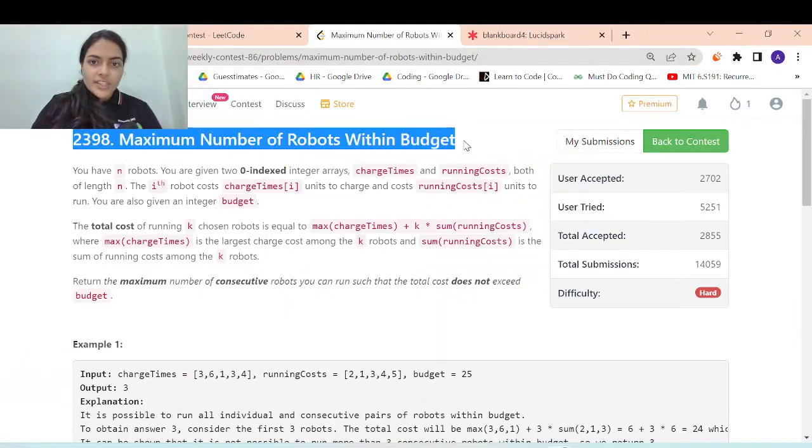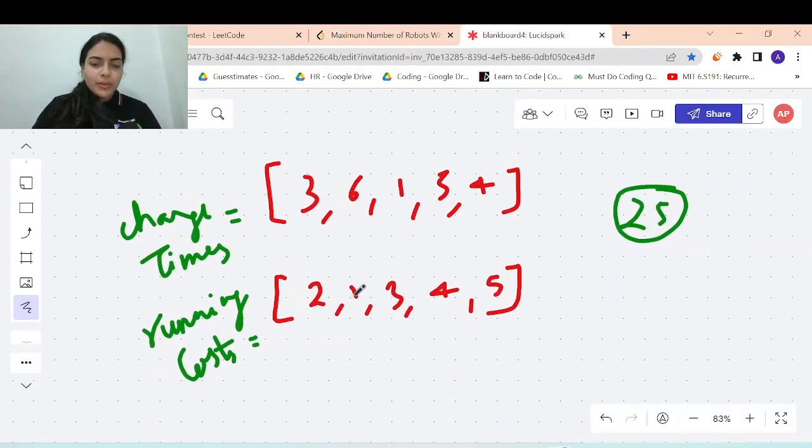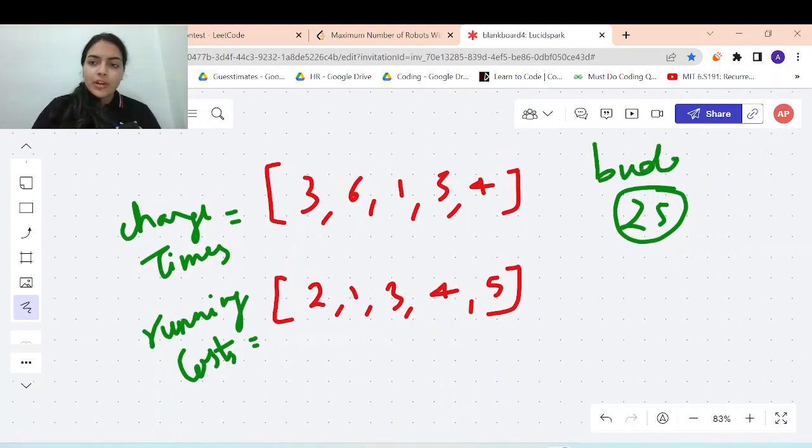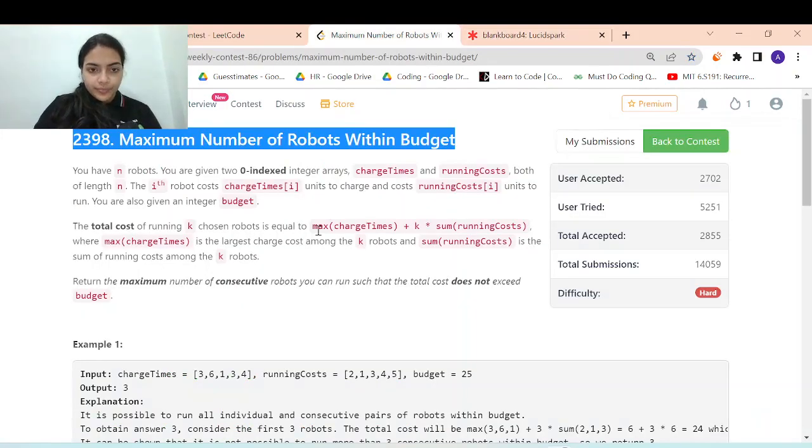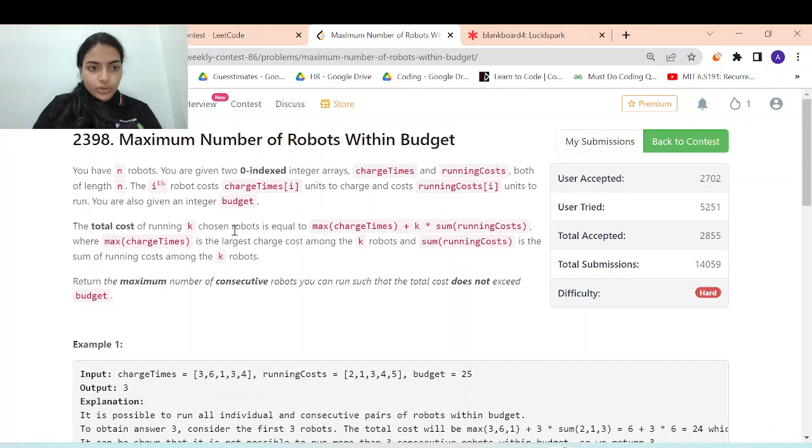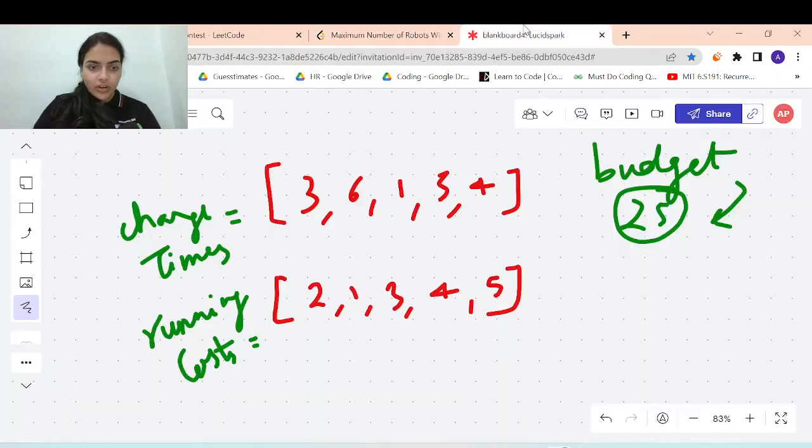We are going to do the last problem of the weekly contest called maximum number of robots within budget. Let's try to understand what the problem is. They have given us something called budget. We have to never exceed the budget. And you have to take note of this quantity: the total cost is calculated as the maximum of charge times plus k times the sum of running cost.